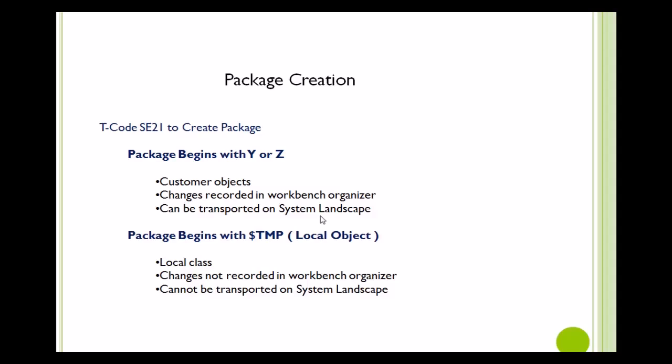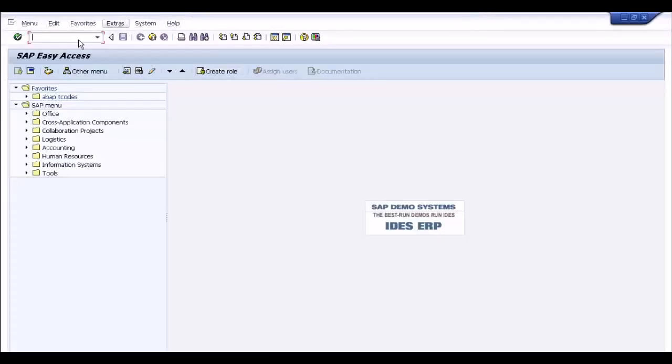It's for customer objects. Whatever changes are made, everything is recorded in the ABAP workbench organizer. It can be transported on the system landscape from development system to quality or quality to production. We'll see how to create a package and how to check.